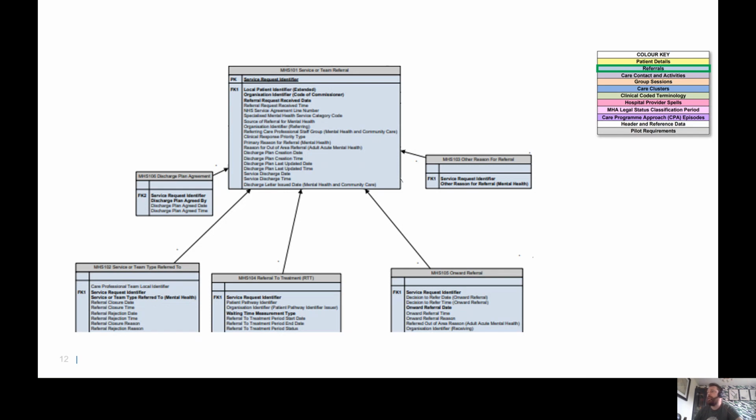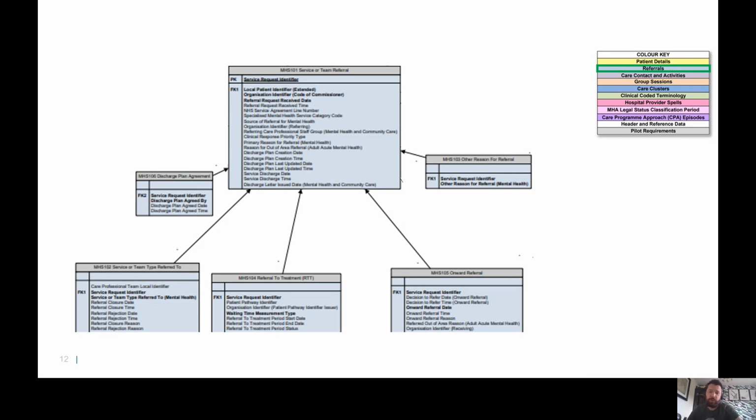So the big table in the middle is the actual referral itself. That tells us where that referral came from, the main reason for that referral, when that referral closed, when that person was discharged. But then we also have a lot of information hanging around that, which is around the discharge plan, the type of service that referral was linked to.